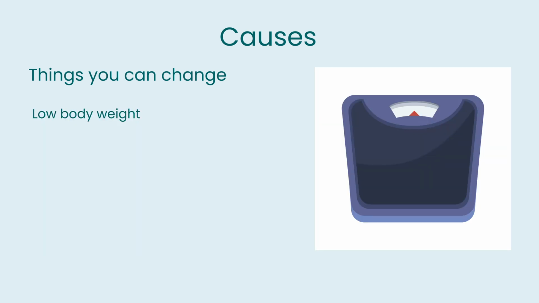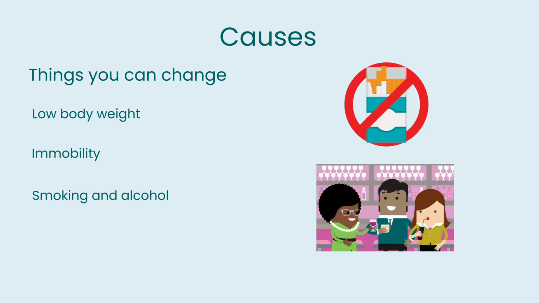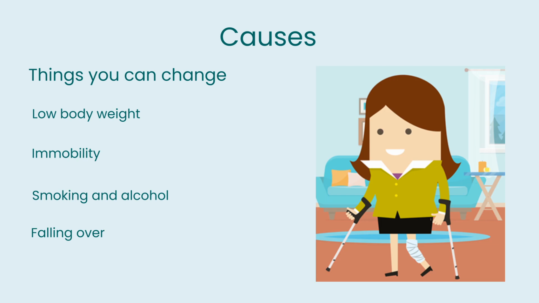So if you're very low in body weight, and some conditions like anorexia nervosa are associated with osteoporosis. We know immobility. So if you're not using your bones, then they get weaker. Smoking, alcohol. And actually, people who unfortunately are falling over quite a bit are obviously at risk. These are things that relate very much to rheumatoid arthritis.